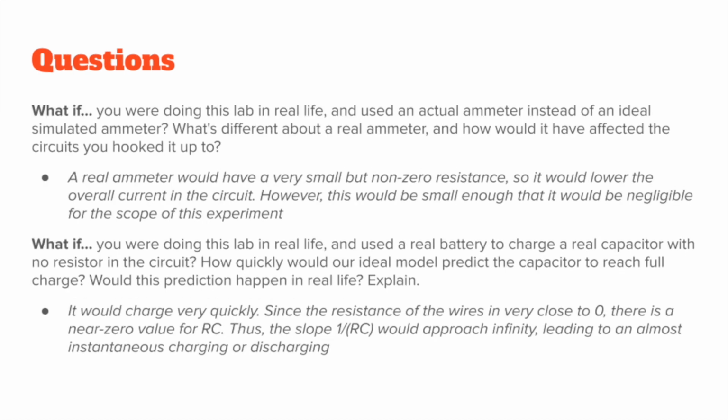So some questions. What if I was doing this lab in real life and used an actual ammeter? Then a real ammeter would have a very small but still non-zero resistance, so it would lower the overall current in the circuit, but it would be small enough that it would be negligible for the scope of this experiment. Furthermore, if I used a real battery with no resistor in the circuit, it would charge very quickly since the resistance of the wires is close to zero, but it's still non-zero. The slope 1 over RC would approach infinity, leading to an almost instantaneous charging or discharging of the capacitor.